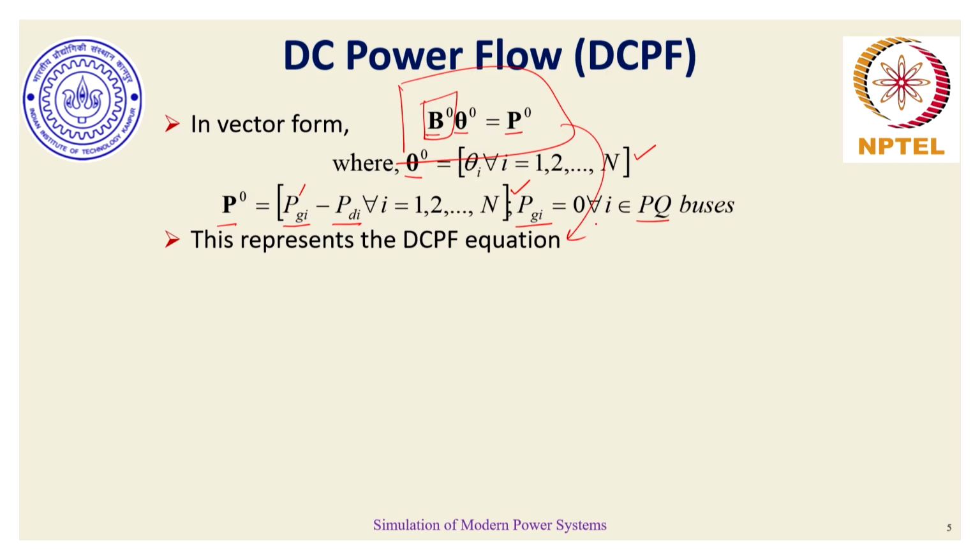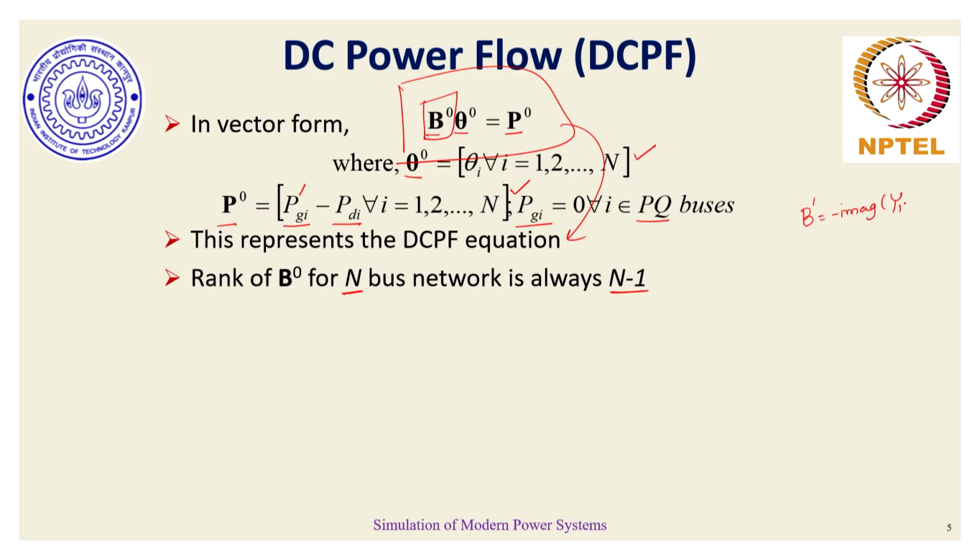Now, if you focus on the B0 matrix, this entire equation represents the DC model of the power network. The B0 matrix is always a rank deficient matrix. For an n bus network, its rank is always n minus 1. Why is that? Please refer to the example that we discussed in the last discussion on fast decoupled power flow, where we were trying to evaluate the B dash matrix from the imaginary component of the Y bus dash matrix, with indexes running from 2 to n, assuming bus 1 is the slack bus.